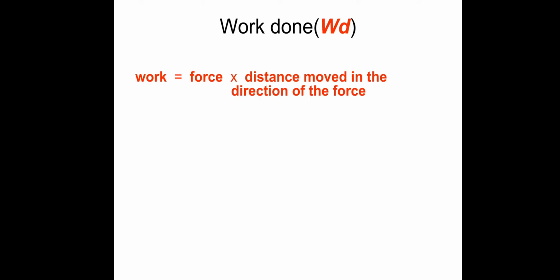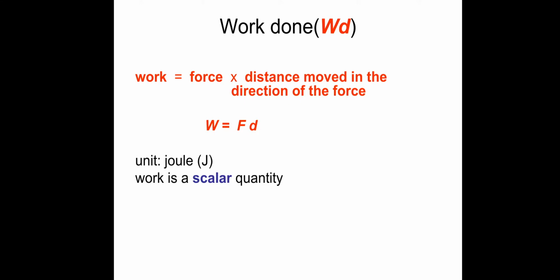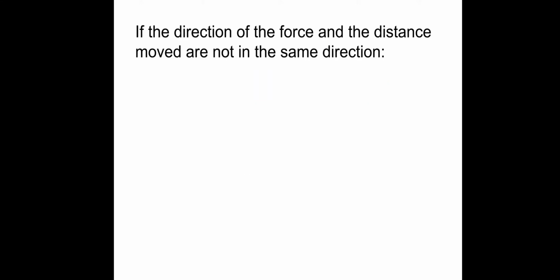So what is work done? Work done is force multiplied by the distance moved in the direction of the force. This equation is used at GCSE. So work done is force times distance. You could also get distance as an S, which just means displacement. Work is measured in joules. It's a scalar quantity. Remember, anytime if you wish to make any notes, just pause the video and then continue.